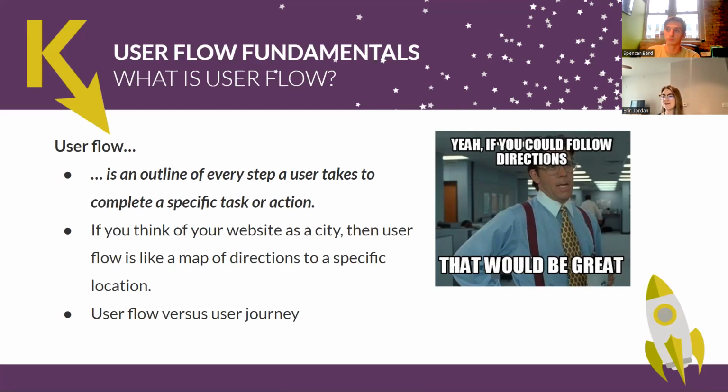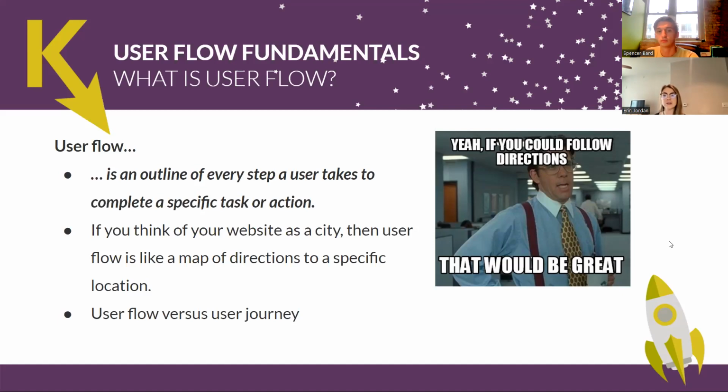So user flow, to just give you a definition there, is an outline of every step a user takes to complete a specific task or action. And I really like this analogy that, if you think of your website, your company's website, as a city, then user flow is essentially like a map of directions to a specific location. And it's a clearly defined route, and it's an efficient route to get to that place, and that's your goal.